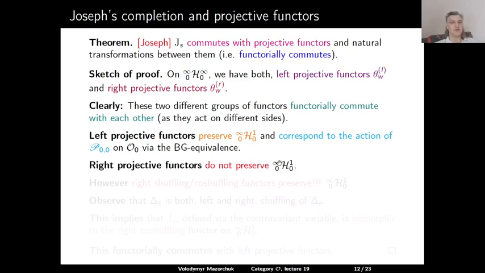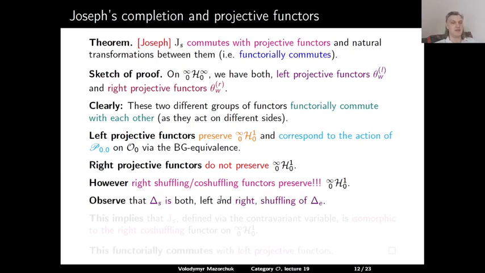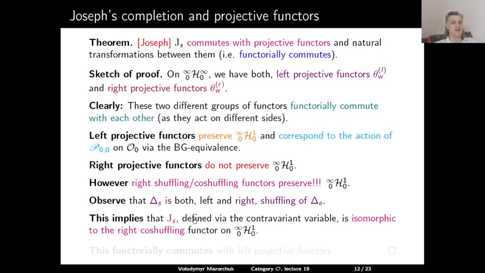Right projective functors do not preserve H001 infinity because they spoil the scalar right action of the center. However, right shuffling and co-shuffling functors preserve H001 infinity. Now let us observe that delta S is both left and right shuffling of delta E considered as objects in H001 infinity. This implies that JS, defined via the contravariant variable, is isomorphic to the right co-shuffling functor on H001 infinity. And of course, this functorially commutes with left projective functors, since it acts on the different sides of bimodules.